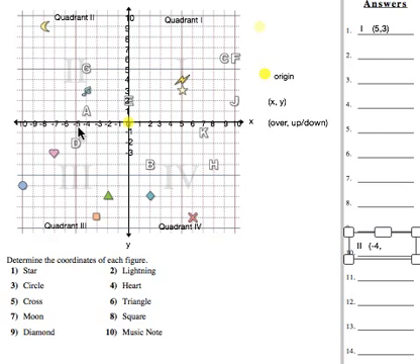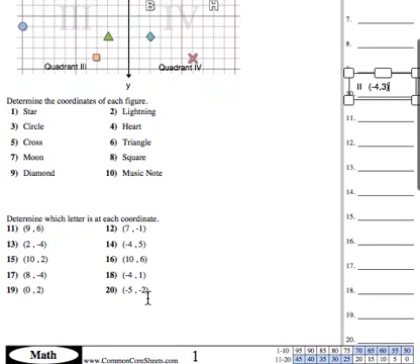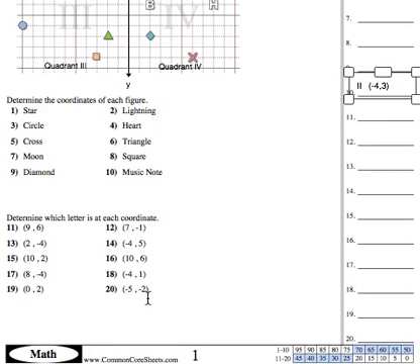Now I need to go up from -4 until I get to my music note. When I go up, I see that it's right even with a 3. So those are my coordinates: -4, 3. So that's how you do these first few right here, where it says determine the coordinates of each figure. Well, down towards the bottom, what you'll see is that you're given coordinates, and you need to tell what letter is at that coordinate. So let's look at number 11 together.